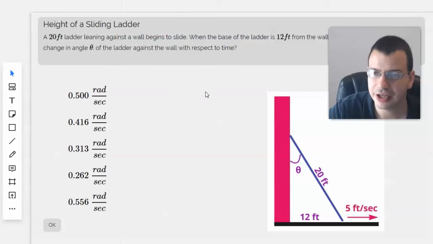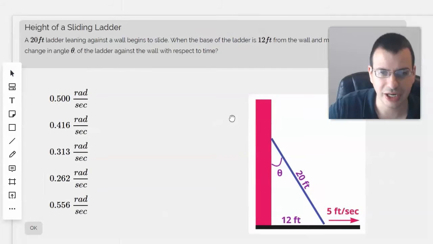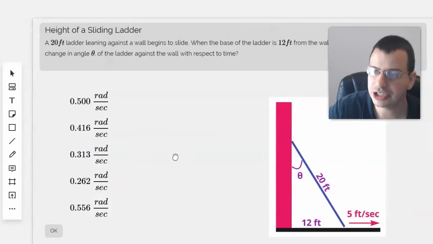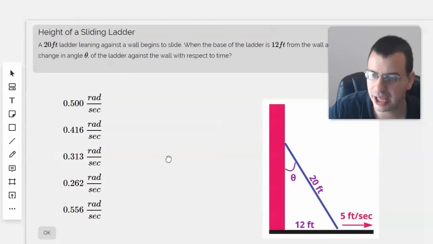A 20-foot ladder leaning against a wall begins to slide. When the base of the ladder is 12 feet from the wall and moving at 5 feet per second, what is the change in angle of the ladder with respect to time? Okay.